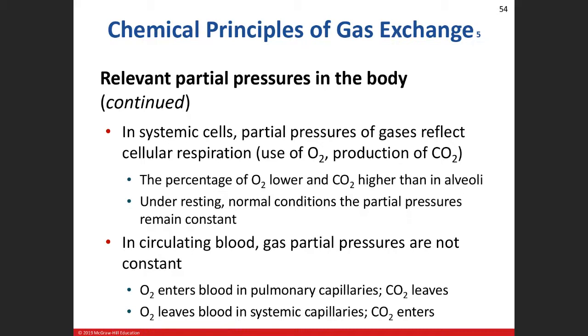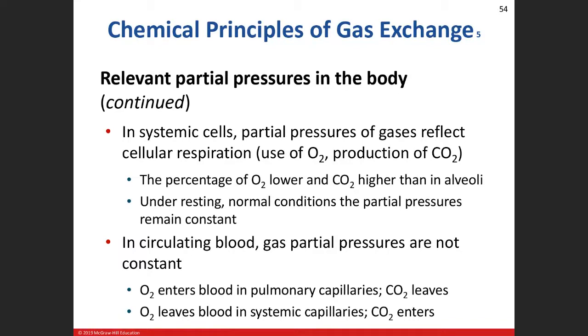Now we're going to see the partial pressure of these gases is going to be different in the cells for obvious reasons. But think about this too. When the cells are undergoing cellular respiration for any type of activity, what do you think is going to happen? The oxygen requirement is going to increase. We're going to need more oxygen because, again, what do we need oxygen for? For cellular respiration, to make ATP. Mitochondria want it to make ATP.